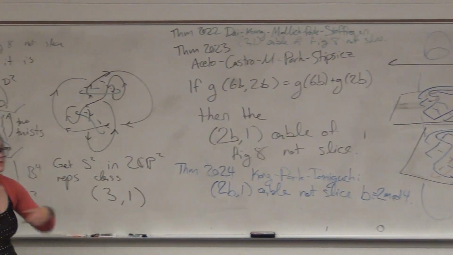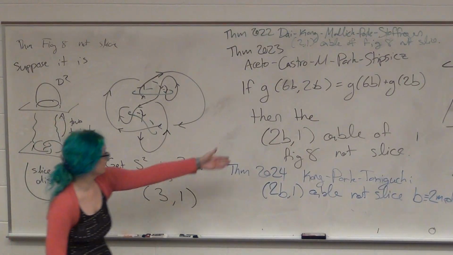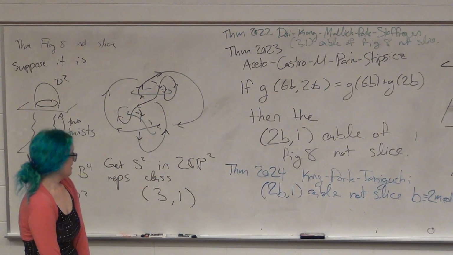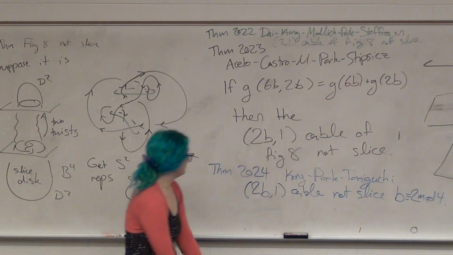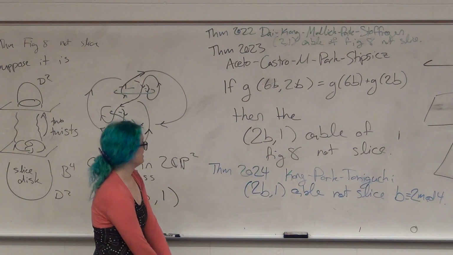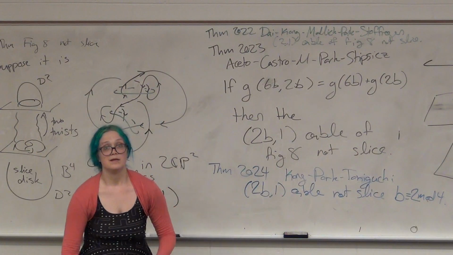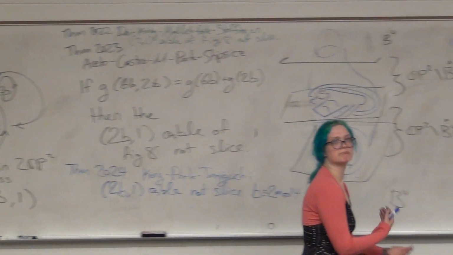These are some really interesting potential counterexamples to the slice ribbon conjecture, these particular cable knots. There's a very good reason that this proof only works in the 2 mod 4 case. So we know that the 2-1 cable isn't sliced. We know that the 6-1 cable isn't sliced, but the 4-1 cable still kind of looks sliced. Yeah.